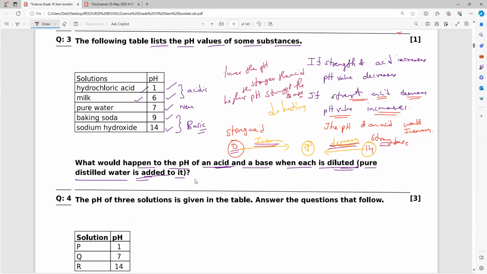So what will happen now? The pH of an acid would increase. Then what about the pH of a base? Everybody, the pH of a base. What will happen, guys? Would it increase or decrease? Decreases.